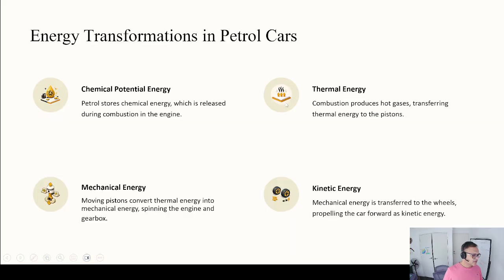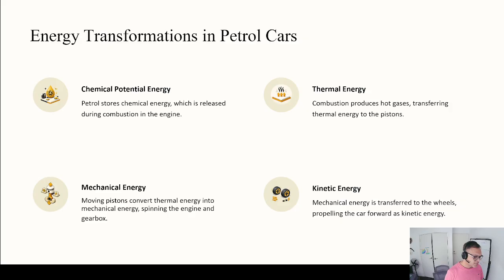Energy transformation in cars. We saw chemical potential energy going in. Petrol stores chemical energy, which is released during combustion, which is burning in the engine. Combustion produces hot gases, transferring thermal energy to the pistons, or the parts of an engine. Okay, that makes it work.